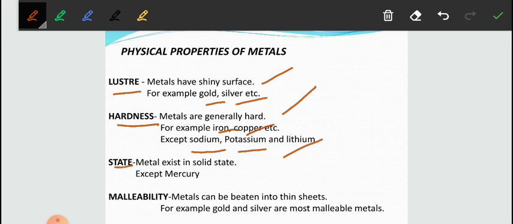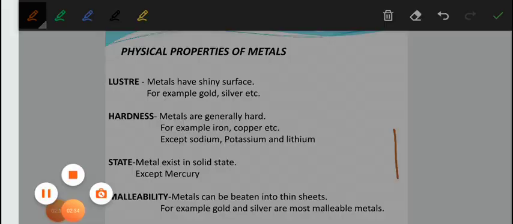Next one is state. Generally, metals exist in solid state. For exception we are having here again, that is mercury. Mercury is basically a liquid at room temperature, but other metals are basically solid in state. Next one is malleability. Malleability means the metals can be beaten into thin sheets. For example, gold and silver are the most malleable metals that we can have.